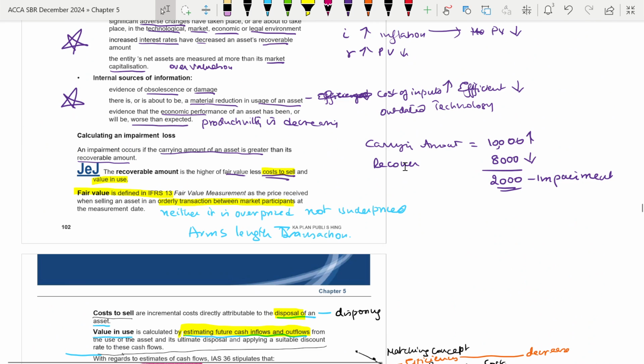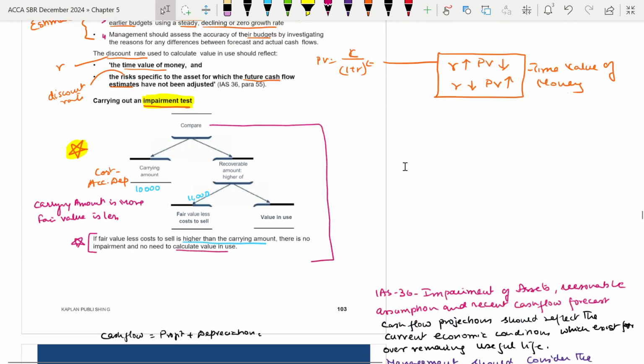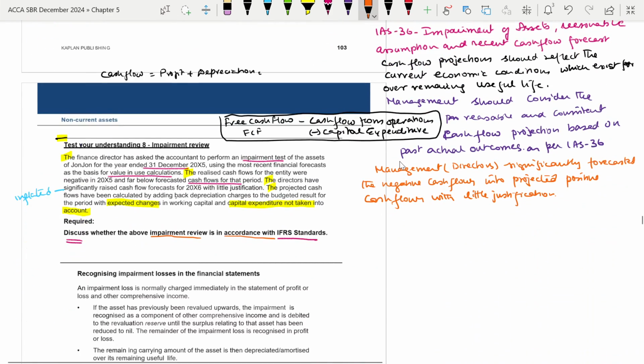Just go through it. Impairment, these are the reasons of impairment. And no, these are the only reasons. What they have mentioned is they are talking in terms of depreciation. They are adding back depreciation. Here we have not focused. The projected cash flows have been calculated by adding back the depreciation, which is a year-on-year expense, to the budgeted result for the period, with expected changes in working capital and capital expenditure not taken into account. Is it going to happen?